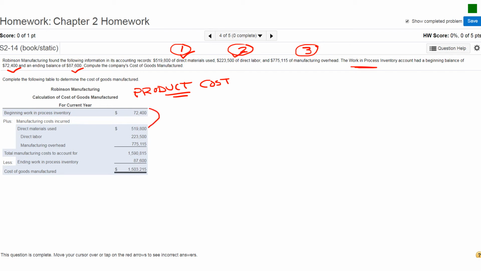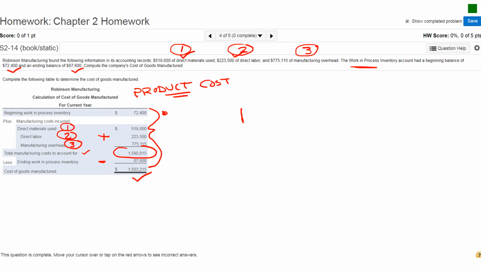And here's down below, here's basically what you do. You start with your beginning work in process of 72,400. They gave you that. And then notice, here are your 3 product costs. Direct materials used is product cost 1, direct labor product cost 2, and manufacturing overhead product cost 3. You are going to be adding those to your beginning WIP. So when you do that, you get 1,590,815. Notice that's your total cost to account for. And then once you subtract out that ending work in process, you get 1,503,215. That's going to be your cost of goods manufactured.